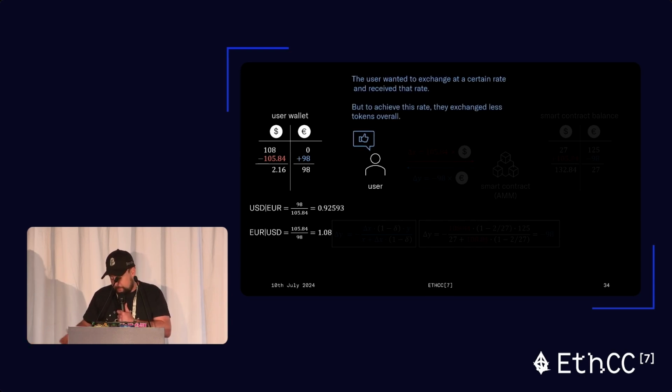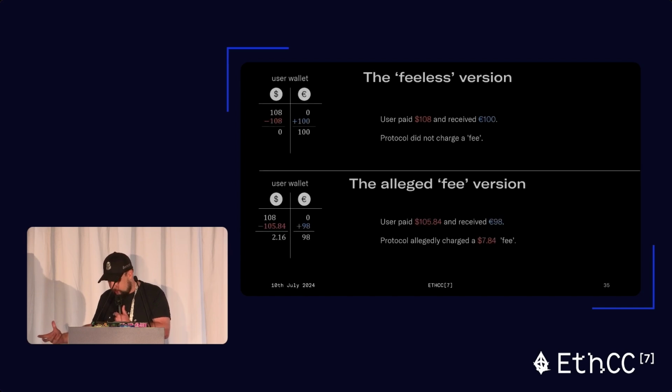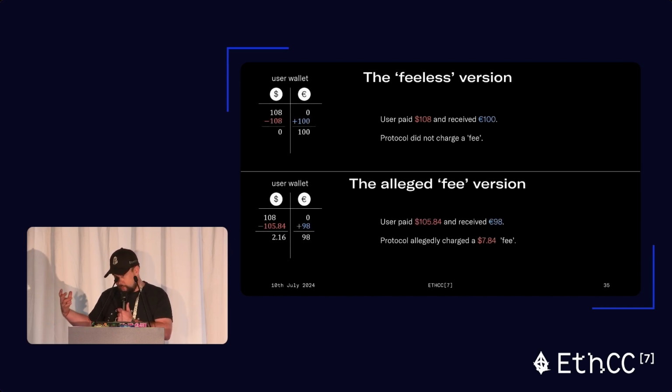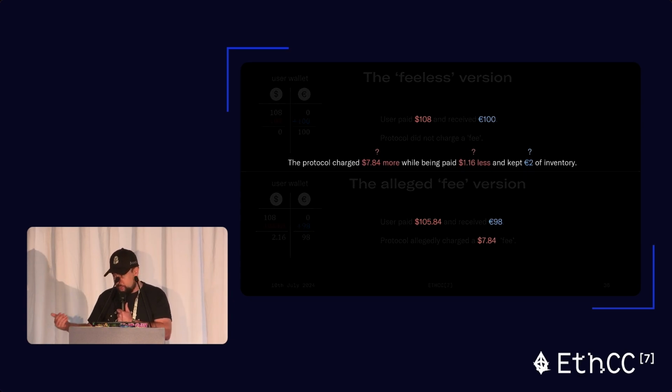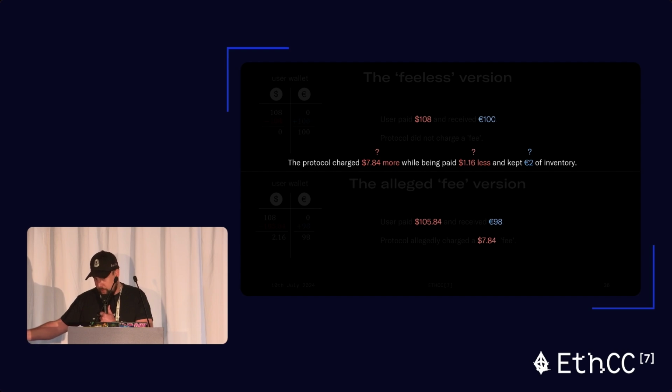So our user is still happy, but now where is the fee, right? Now none of these numbers match. We now have a situation where the protocol apparently charged $7.84 more. That's the fee that one of these protocols is going to report to you that it charged. But compared to the base case, the user is now spending $1.16 less. So the protocol is charging more and being paid less, which is a contradiction. And somehow there's $2 of euro inventory that's completely unaccounted for in the account keeping.